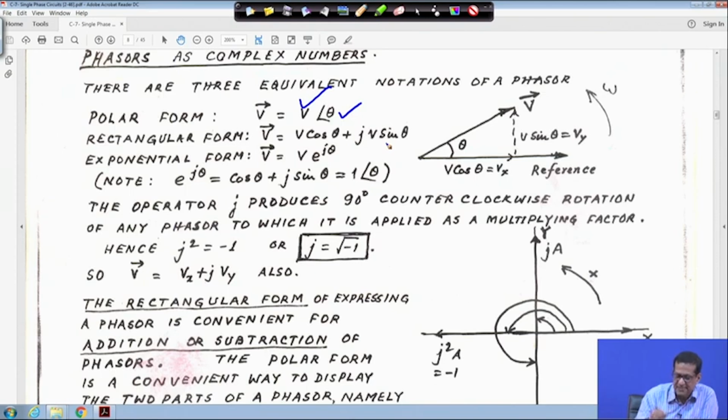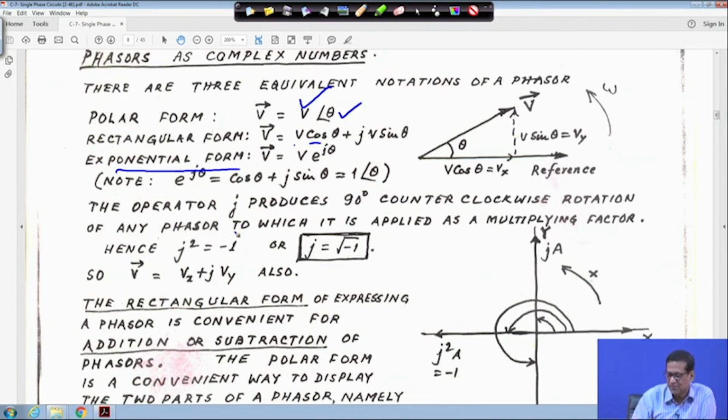Another is the exponential form: V e to the power j theta, where V is the magnitude, and e to the power j theta is equal to cos theta plus j sin theta. It is written here, e to the power j theta is equal to cos theta plus j sin theta, then 1 angle theta, that is angle theta basically. We will come to that later.